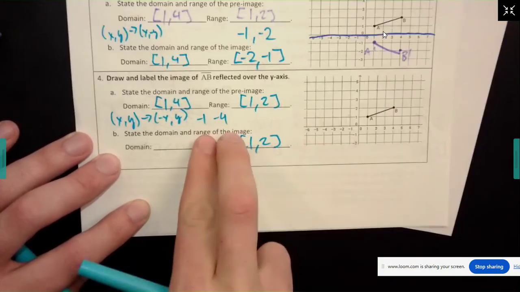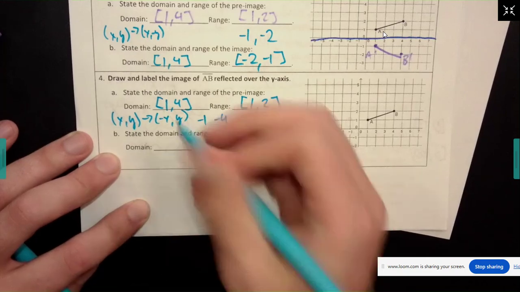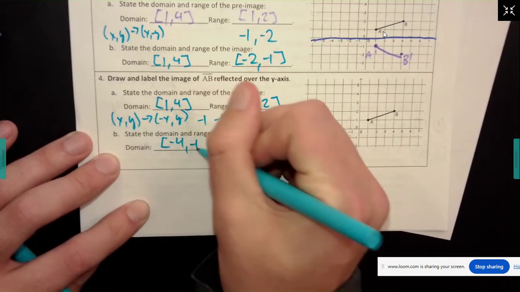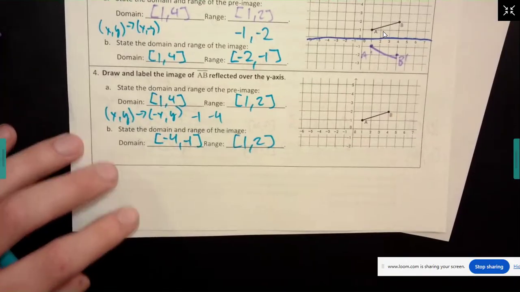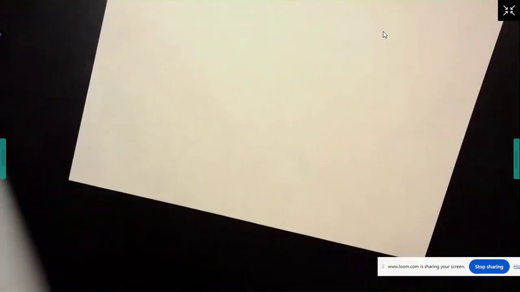This is my new domain. I got to flip it to put it in the right order. So I get negative 4, negative 1. Cool? Awesome. All right, flipping it around.